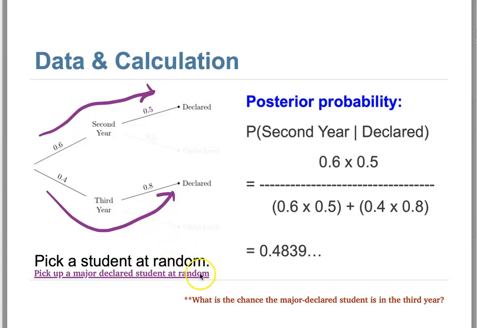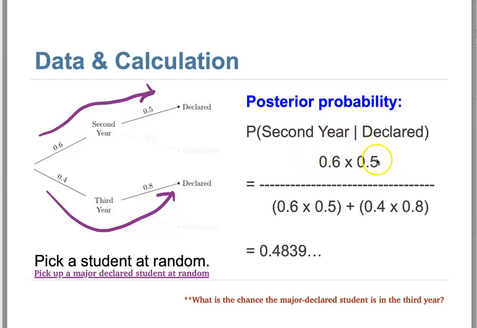When we pick a student, or I say I pick at random and I already know the major is declared, the two wordings are similar. I can say pick out a major declared student at random, or I pick out a student at random and I know this student's major is declared. So that's the condition. Since we already know the student's major is declared, remember probability is what?